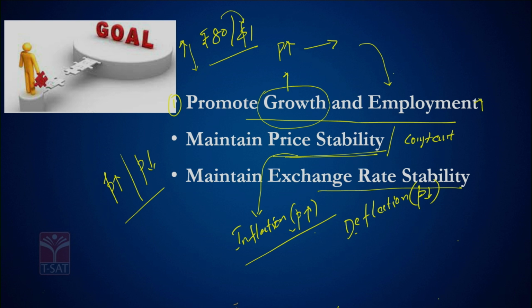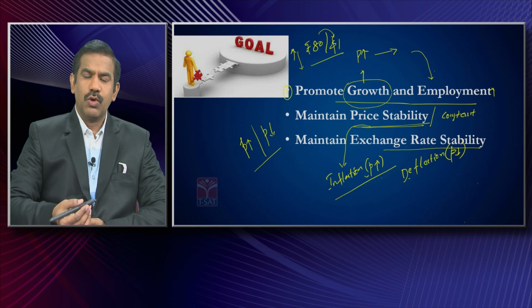Exchange rate simply means the value of a currency expressed in terms of another currency. How many rupees do we need to forego to buy a dollar? That's the exchange rate of rupee versus dollar. How many rupees do we need to forego to buy a euro? That's the exchange rate of rupee versus euro. How many rupees do we need to forego to buy a pound, isn't it? That's the exchange rate of rupee versus pound.